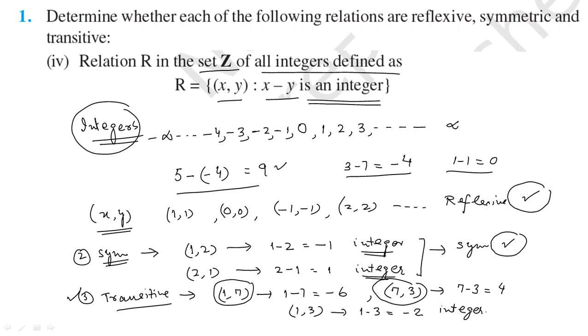If I have to summarize this question, reflexive nature, yes. What about symmetric nature? This one is also yes. And what about transitive nature? This one is also yes. It means all the three characteristics are there inside the relation of this problem.